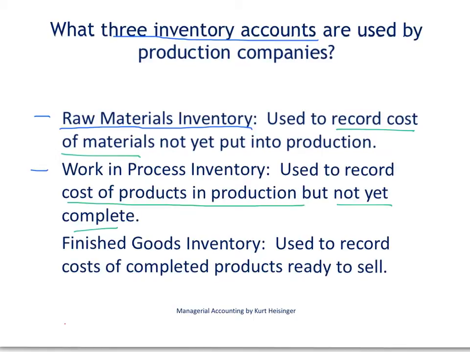Which takes us to the third inventory account, called finished goods inventory. Finished goods inventory is used to record the product costs of completed products. These are products that are ready to sell. They're fully completed. Back to our example of racing bikes, this is where we've got the bikes completed, they're ready to go, everything is done, and now we simply need to find a buyer. The product costs related to those completed bicycles, direct materials, direct labor, and manufacturing overhead, would be included in finished goods inventory and moved out of there only when we sell the bike.